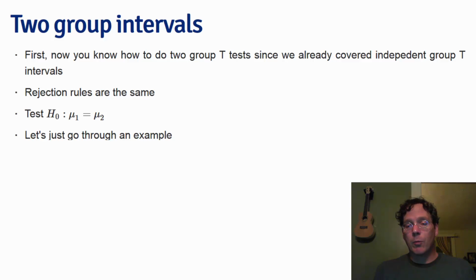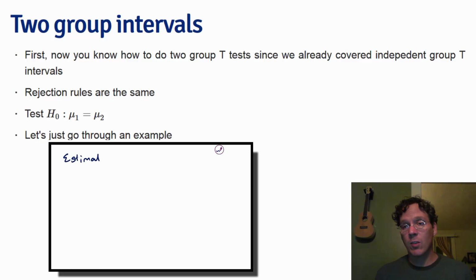Now, with all the infrastructure that we have in place, both understanding confidence intervals and understanding hypothesis tests for one group, two group intervals should be a very minor extension of what we're doing. Basically, the rejection rules are the same, and we want to now test whether or not the mean for one group is equal to the mean for another group. We have the same set of alternatives: that mu1 is greater than mu2, that mu1 is less than mu2, versus mu1 is not equal to mu2.